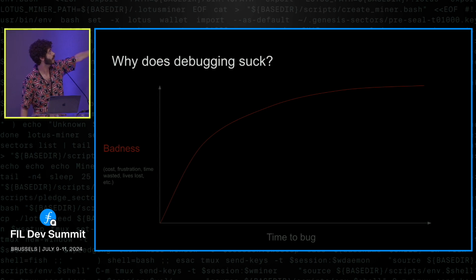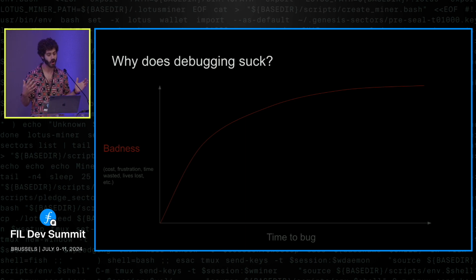For those who can't read the faint colors here, the x-axis is time to bug. What I mean by this is the time from when you check in code that makes it possible for a bug to occur, to when you actually find that bug. So as you go right along that axis, that is increasing. And then the y-axis is just any measure of badness that you might care about in software development.